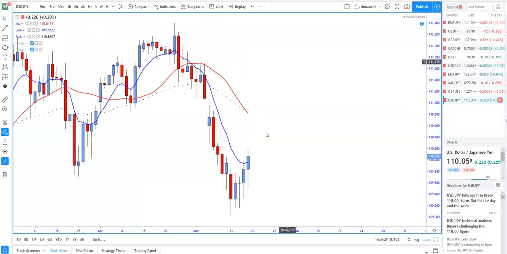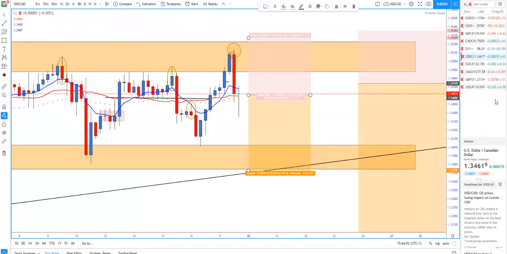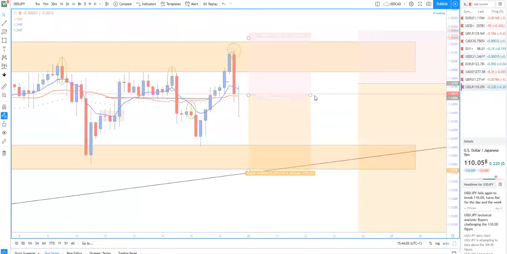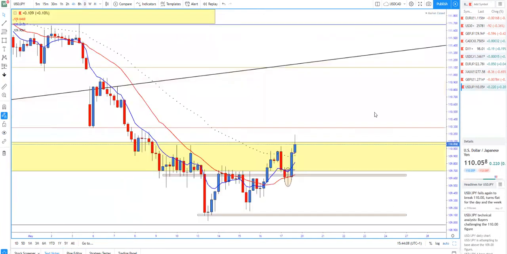Very quickly, US 30. Can you go over GA? Very quickly, yeah, sure. Very quickly, US 30. USD yen.